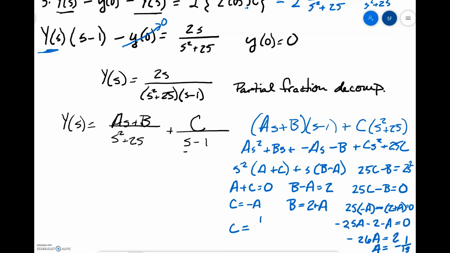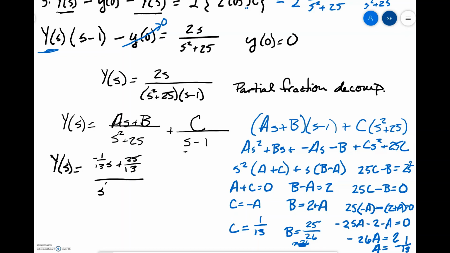That means that c has to be a positive 1/13, and b has to be 2 plus a negative 1/13. Well, two of them would be 26, so if I subtract one of them, that would be 25 over 26. All right, going back to my problem, y of s is negative 1/13 s, and b is 25/13 over s squared plus 25, and then c was 1/13 over s minus 1.